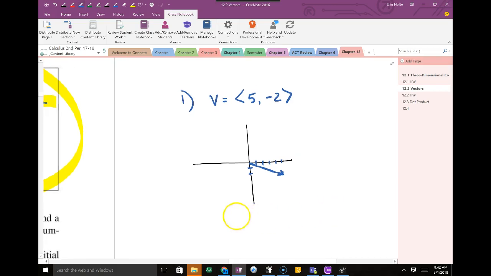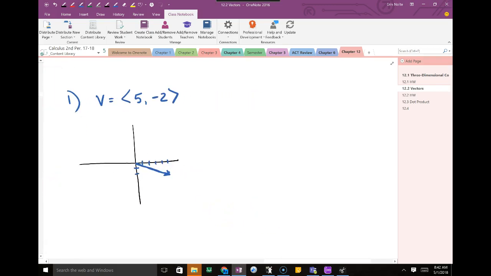Okay, so let's say in example 2, let's say my point P, and I don't know why they like to use P's for points. I guess P for point, maybe that's why. And let's say we're going to go to Q. What's that?